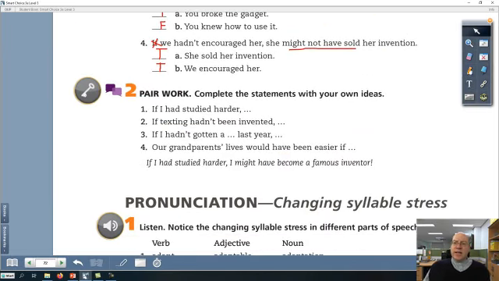The second exercise is basically your responses to that. So how would you respond to something using a third conditional like this? It says complete the statements with your own ideas. If I had studied harder, blah, blah, blah. If I had studied harder, I would, remember we're using our modal plus have.